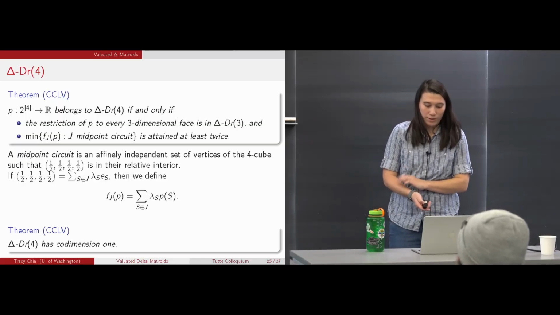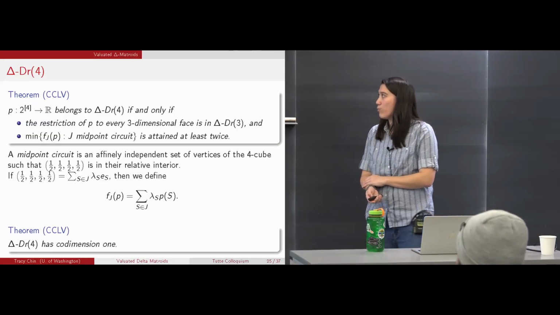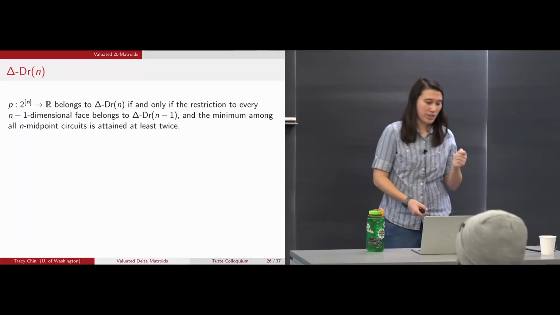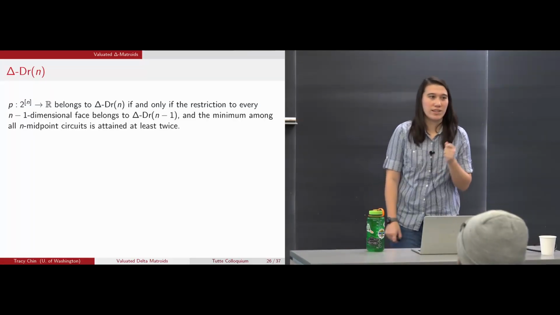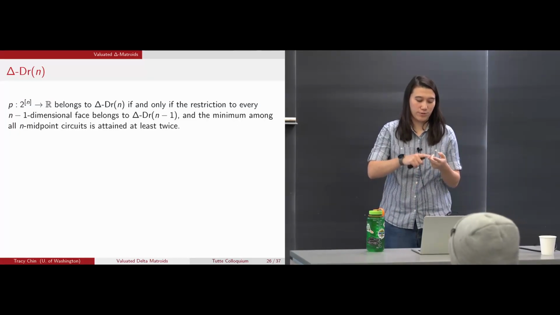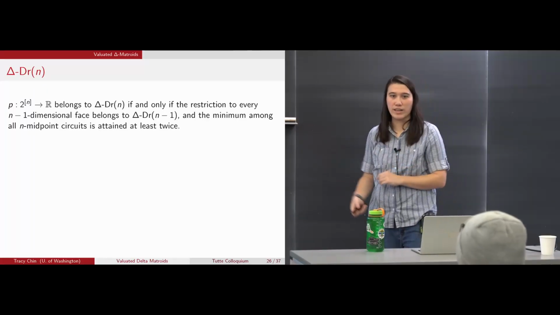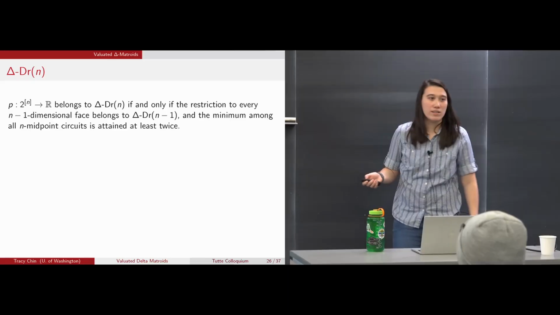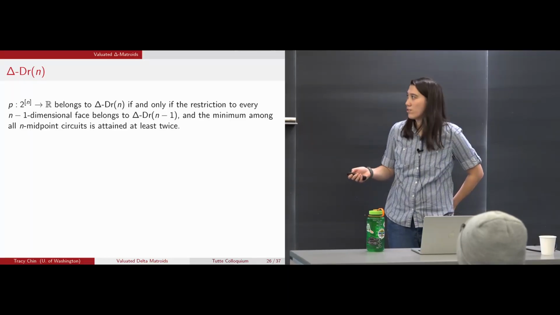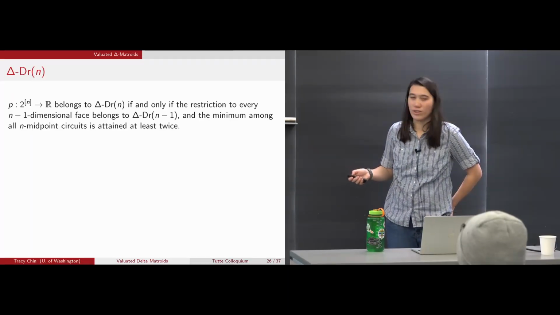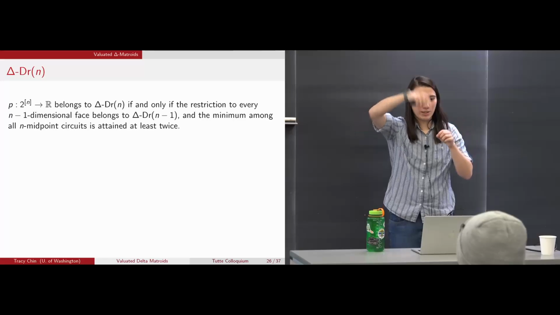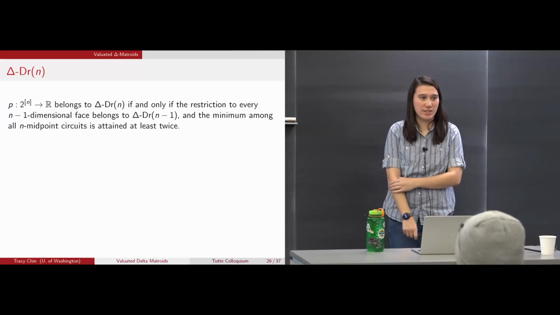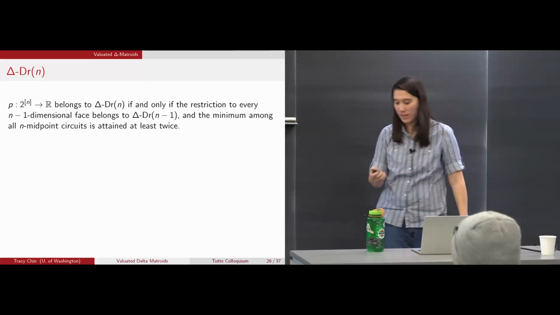Okay, so we've done 3, we've done 4. Perhaps we are bold and jump straight to n. If I have a function on the n cube and I want to know that it doesn't have any edges of length 3 or 4 or 5 or n minus 1 or n, what do I need to do? Well, I need to make sure I don't have any length n edges. So I need this minimum over all things that contain 1/2 to the n, like the all 1/2 point, to be attained twice. So in particular, I don't get any length n edges.